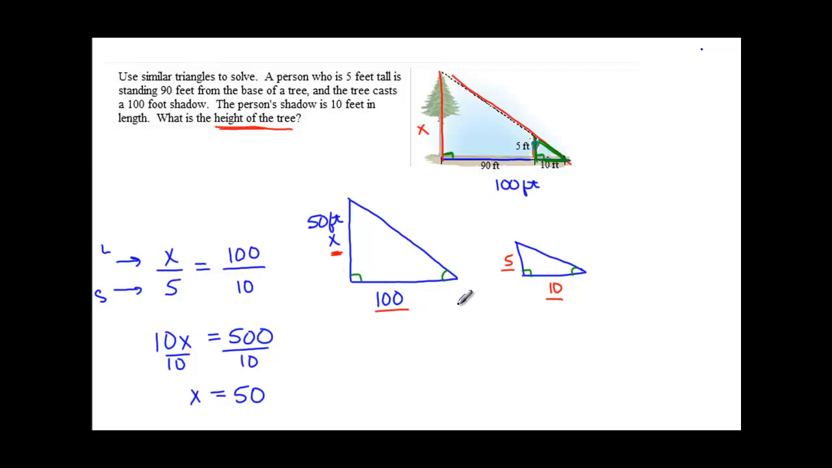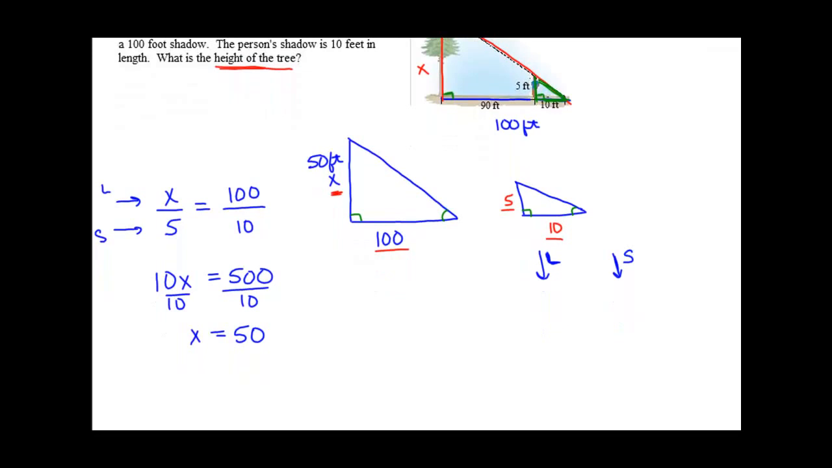Now, I also could have set it up another way. Let's say that this fraction represents the ratio in the larger triangle of those two sides, and then we'll have a fraction representing the ratio of those two sides in the smaller triangle. So in that case, I would have x over 100 in the larger triangle would have to equal 5 over 10 in the smaller triangle.